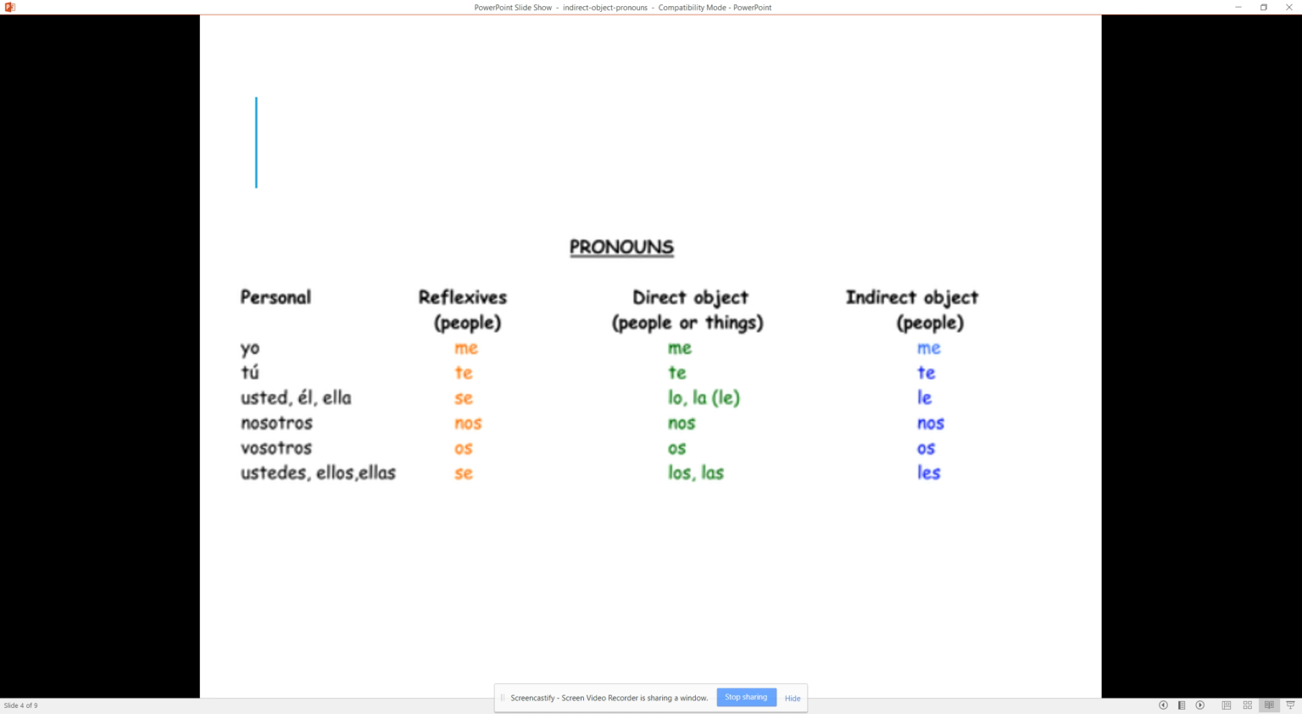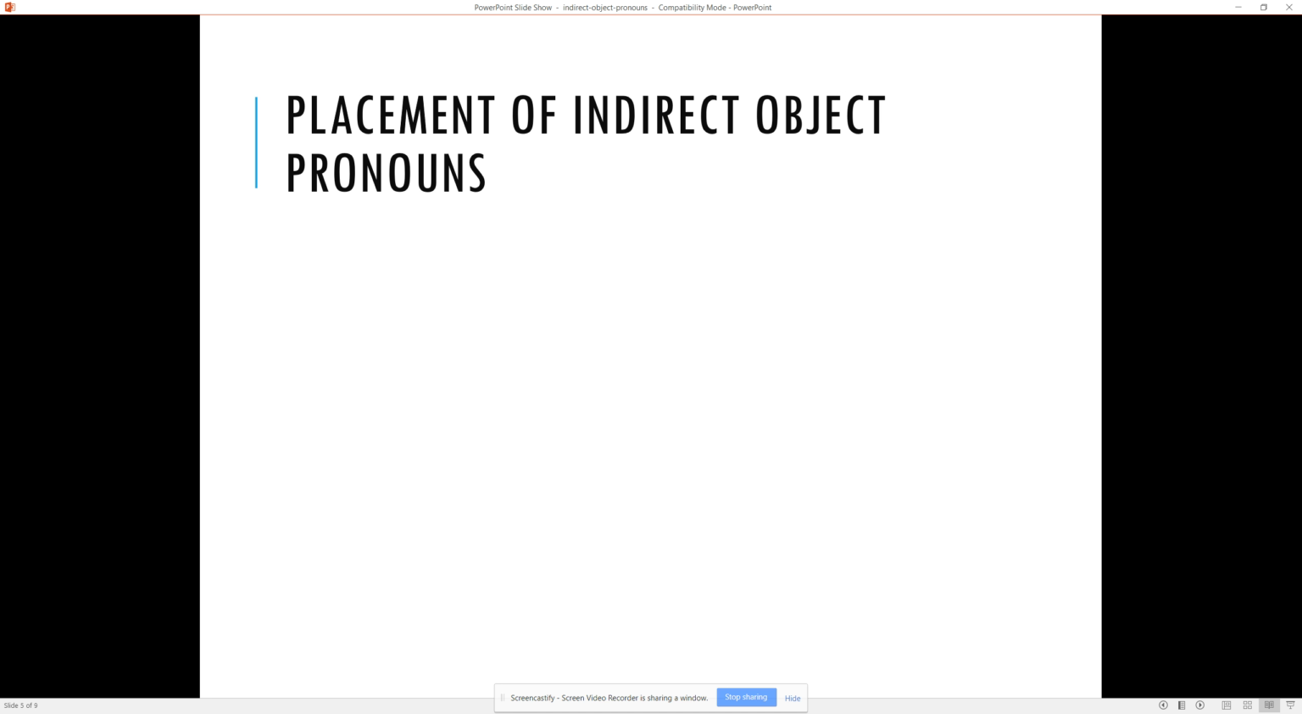Notice the big difference here is going to be for he, she, and you. For direct, it's going to be lo, la, and la. And in indirect, it's just going to be le. For ustedes, ellos, and ellas, it's going to be los, las for direct, and les is going to be indirect.